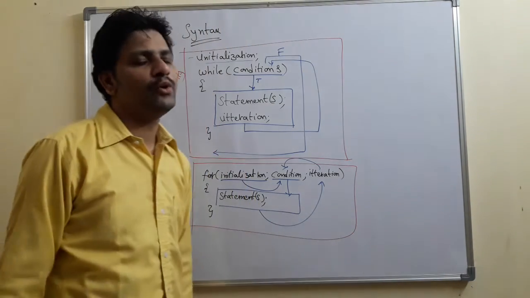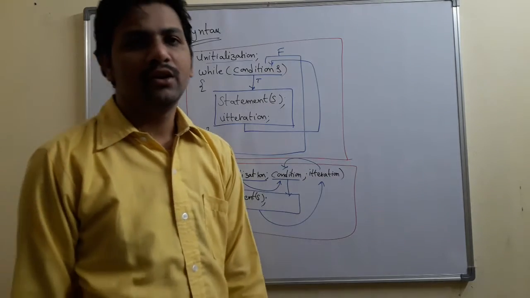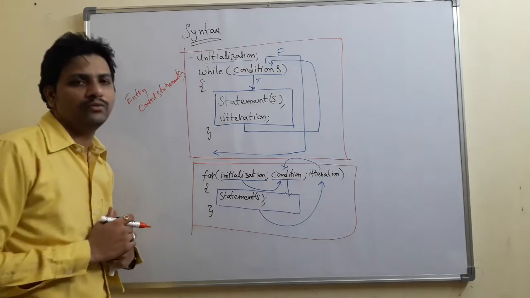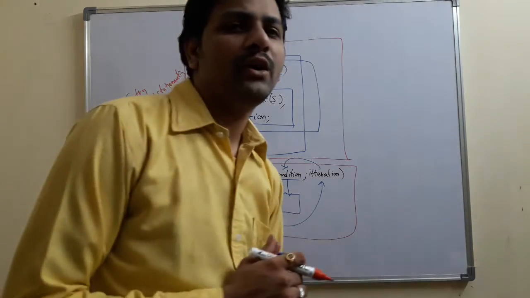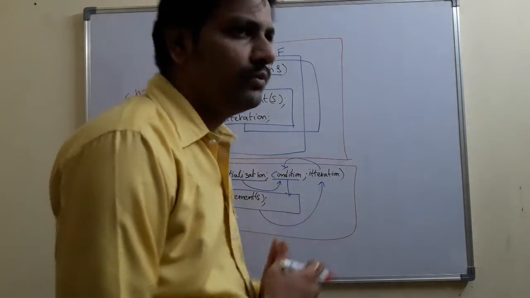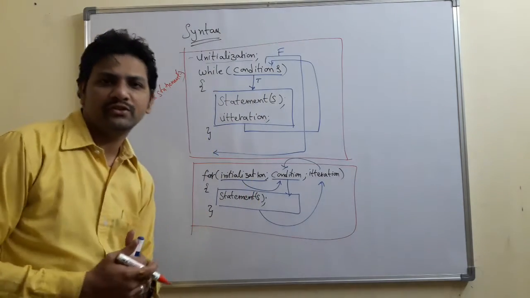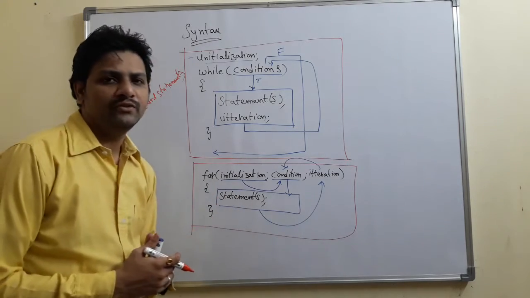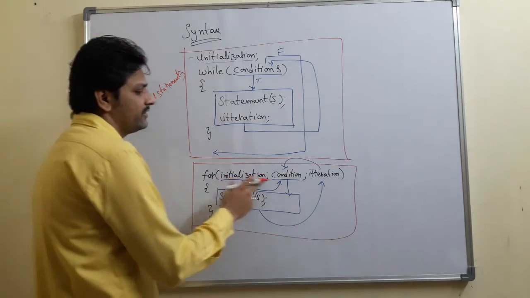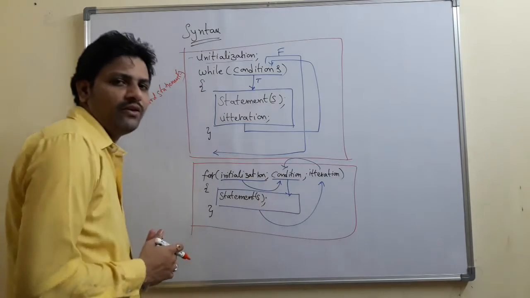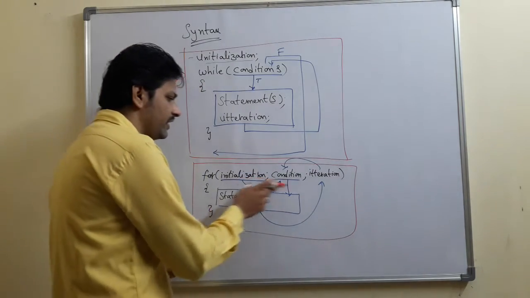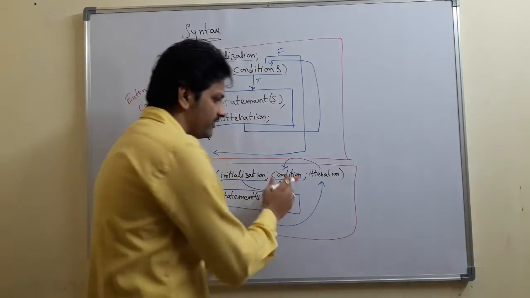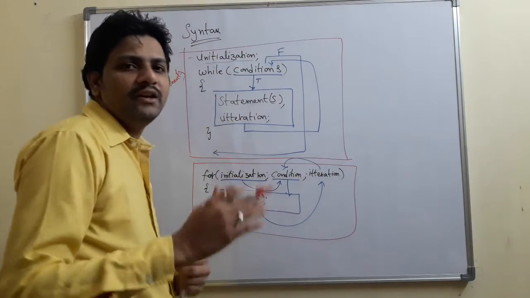From the interview point of view, there are a few points. For loop is a little bit fast compared to while loop. Why is it fast? The initialization, condition and iteration, all of them are in a single statement.